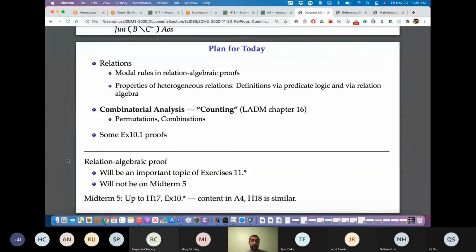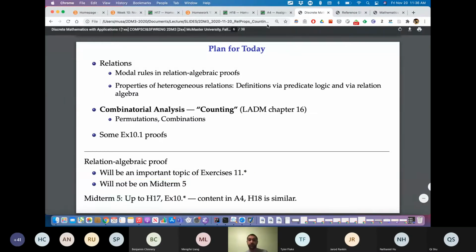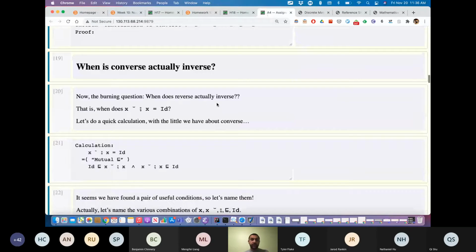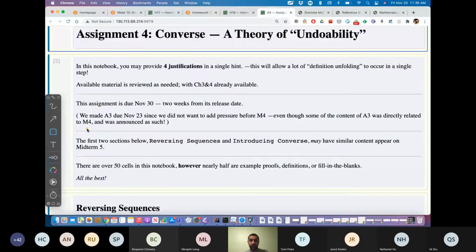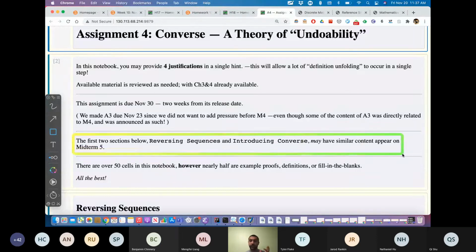it will not be on midterm 5. Okay, so just to be clear, it's not going to be on midterm 5. Okay, so assignment 4 stuff, homework 18 stuff is not going to be on midterm 5. But assignment 4 does point out, hey, there is some stuff you want to do for midterm 5. Okay, so here's some stuff you would like to have done for midterm 5.